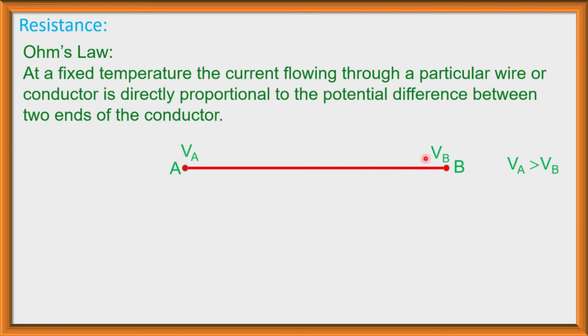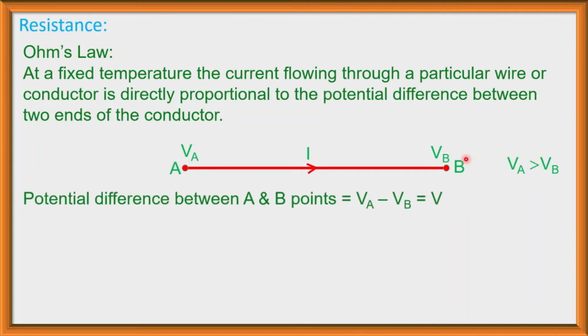If VA is greater than VB, then current will flow from A to B direction. We know current flows from higher potential region to lower potential region. As VA potential is greater than VB potential, so current will flow from A to B. So this is the direction of current flow, and this current flow is I. Here potential difference between A and B point is VA minus VB. Consider VA minus VB is equal to V.